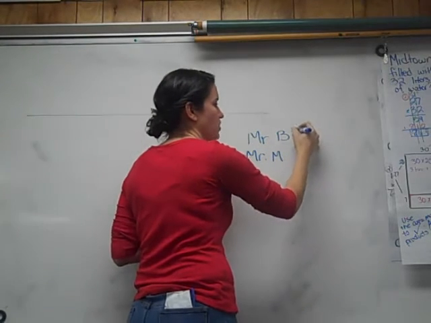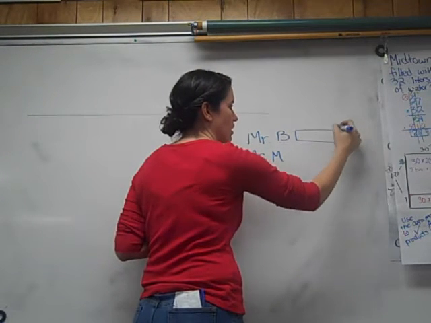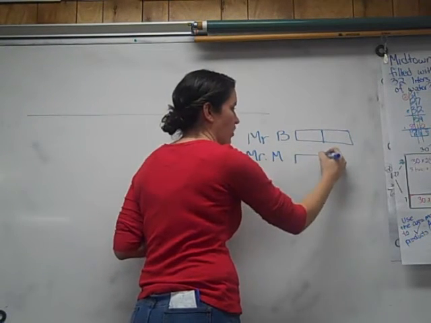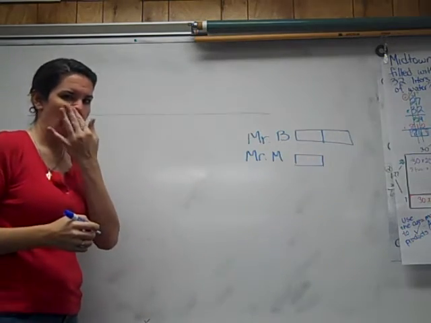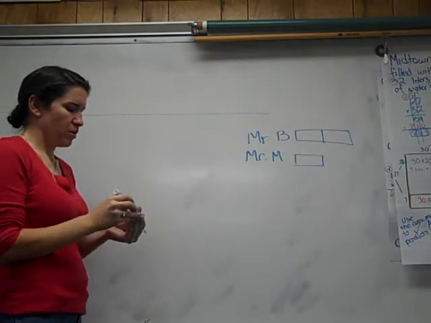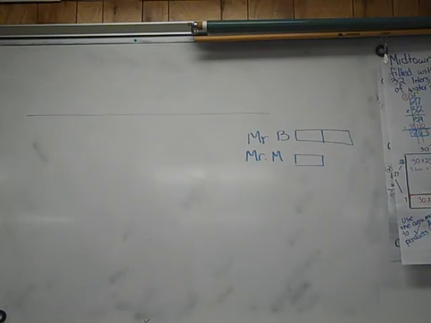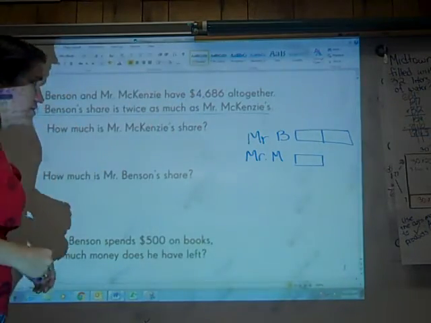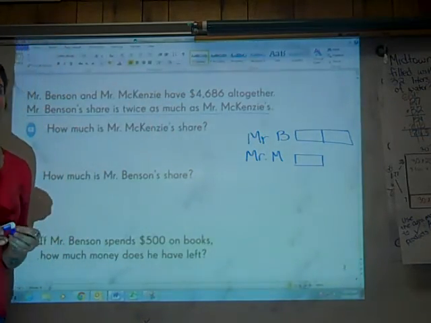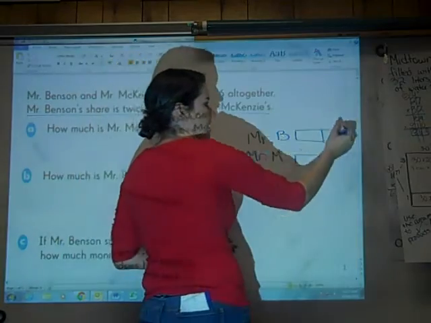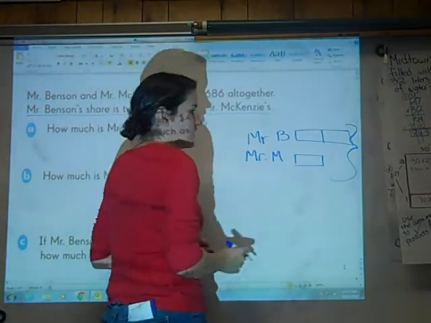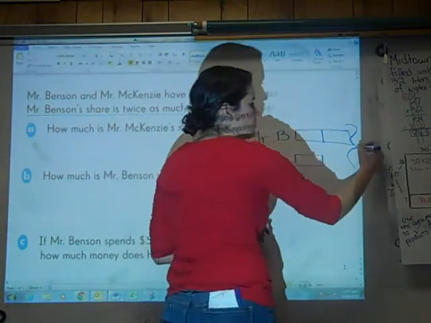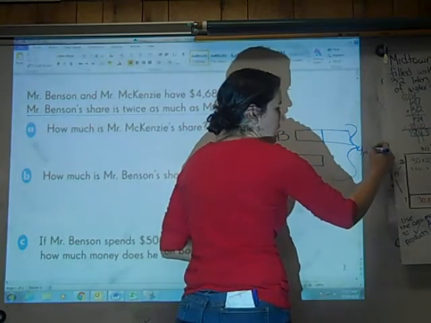So we're going to give Mr. B 2 equal parts, and Mr. M will have 1 of these equal parts. And then we're going to put what other information we know. That's all we know from that one sentence. The first sentence told us that their total, altogether, they have 4,686. So we're going to show that by using a bracket. This bracket will tell me that the total altogether is 4,686.